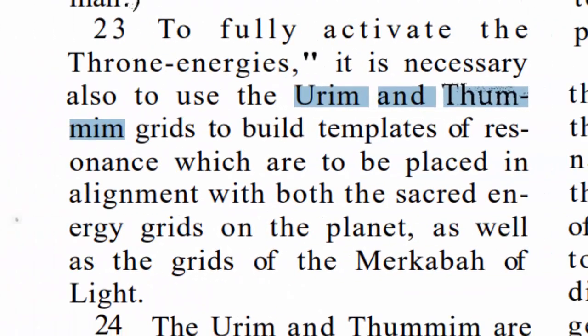Verse 23 says, to fully activate the throne energies, it is necessary also to use the Urim and Thummim grids to build templates of resonance, which are to be placed in alignment with both the sacred energy grids on the planet, as well as the grids of the Merkaba of light. So these energy grids, I wonder if they're talking about ley lines.